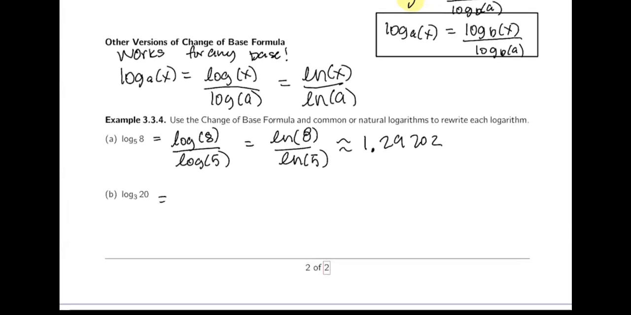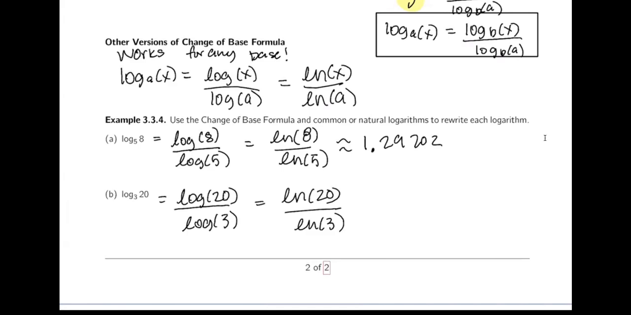We can do the same kind of idea for log base 3, right? There's not a log base 3 button. I could write this as log of 20 over log of 3. Or if you like your ln button, you can write this as the ln of 20 over the ln of 3. And when you put that in a calculator, ln of 20 divided by the ln of 3, you're going to get something that's 2.7268. And these go on.